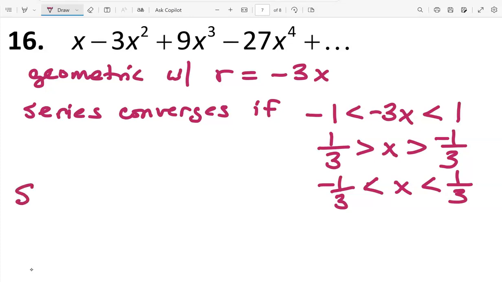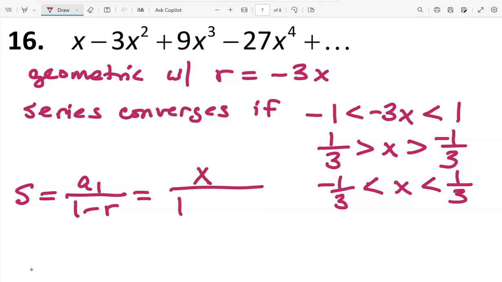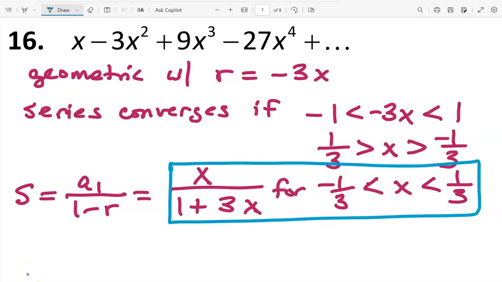The sum of this infinite geometric series is equal to the first term divided by 1 minus the ratio if it converges, and the first term is x, and the common ratio is negative 3x, so when we subtract negative 3x, we get positive 3x. So the sum of this infinite geometric series is x divided by 1 plus 3x for x values that fall between negative 1/3 and positive 1/3.